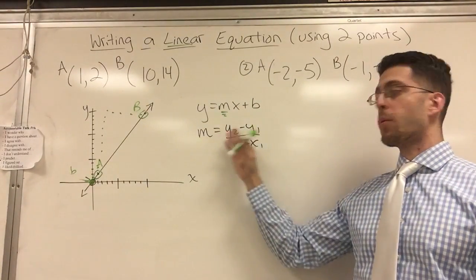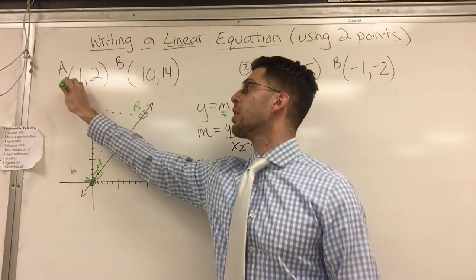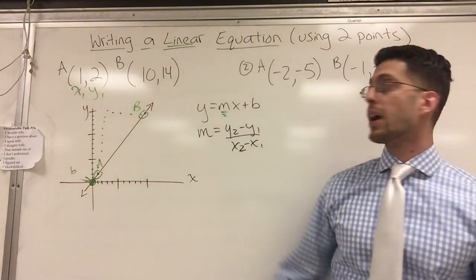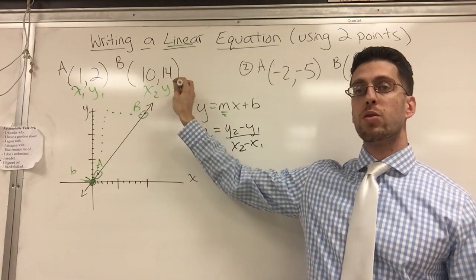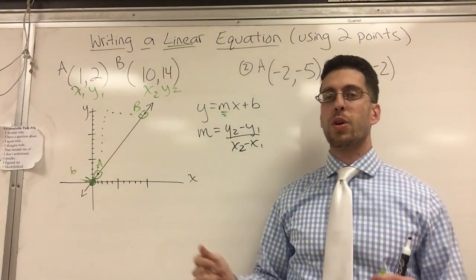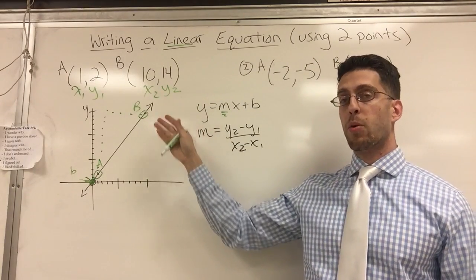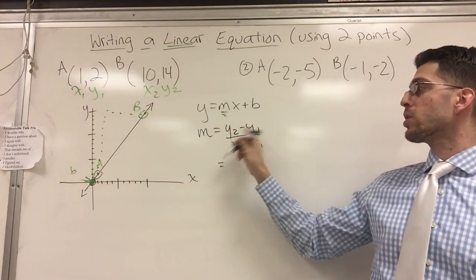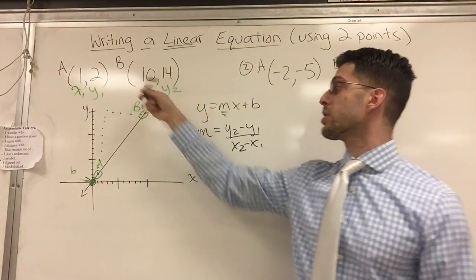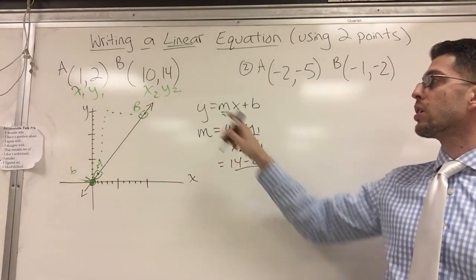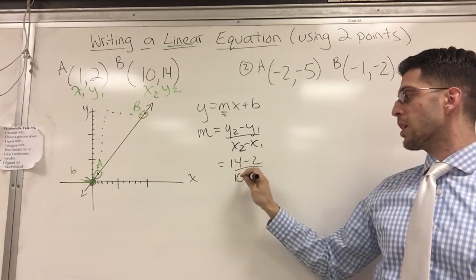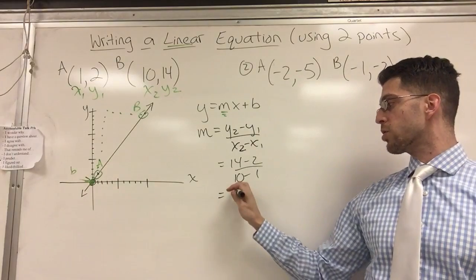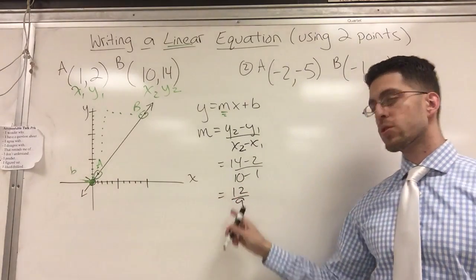In order to do this formula, I got to know what my y's are and what my x's are. Well, label it. Here is x1, y1, and here is x2, y2. A lot of people like to do it in their head or just do it quick. It's safe to label your points. That way when you're filling in this formula, you don't really mess up. So y1 and y2 go first. The rise goes first. So that's 14 minus 2 over 10 minus 1. So my slope is, let's see here, 14 minus 2 is 12, 10 minus 1 is 9. Your slope is 12 over 9.